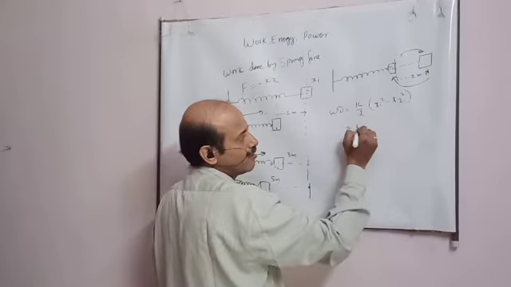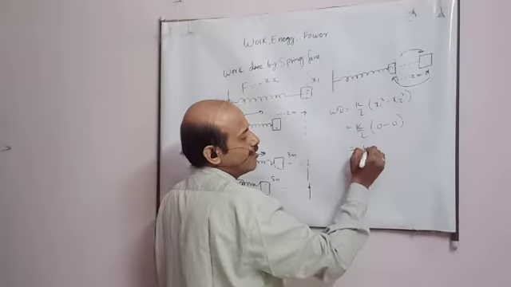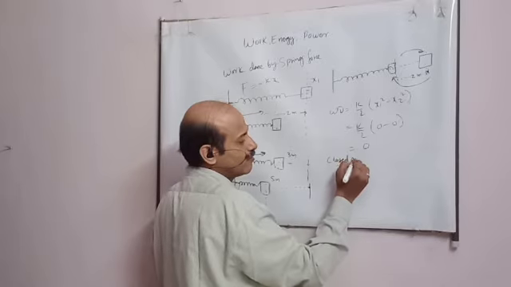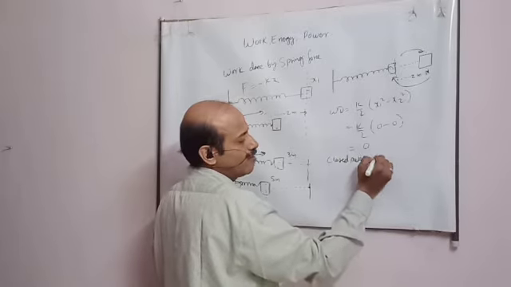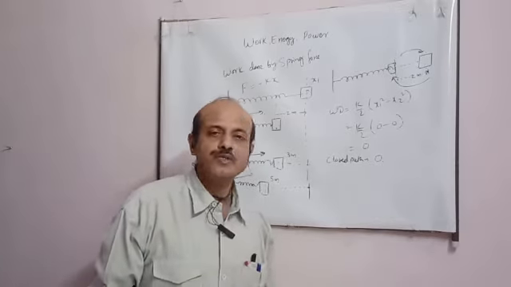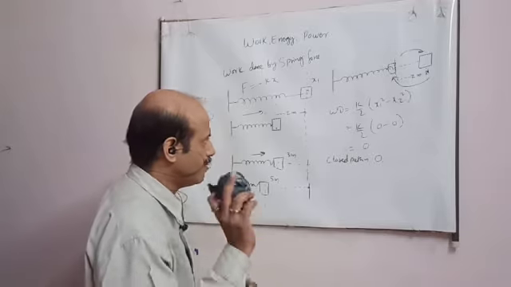Initial position 0, final position also 0. So work done is 0. So this is, student, a closed path. So work done in a closed path is 0 by spring force also. So this is the similarity which the mg force has with spring force, student. Remember this similarity, student.